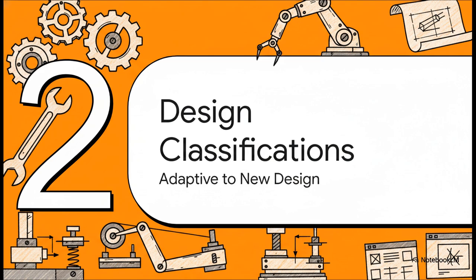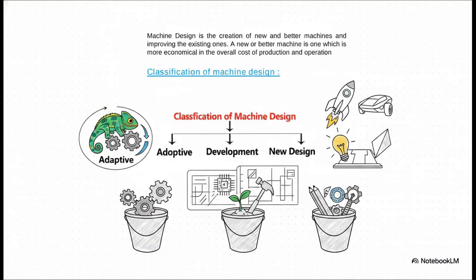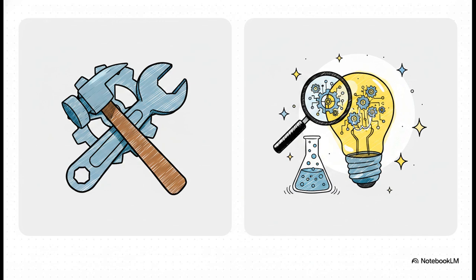Moving right along to part 2, classifications of machine design. Now that we know why those decisions matter so much, let's categorize the types of design work you might actually do in your career as an engineer. Basically, every project you tackle out there is going to fall into one of 3 distinct buckets: adaptive, development, or new design. Let's actually contrast the two extremes here.